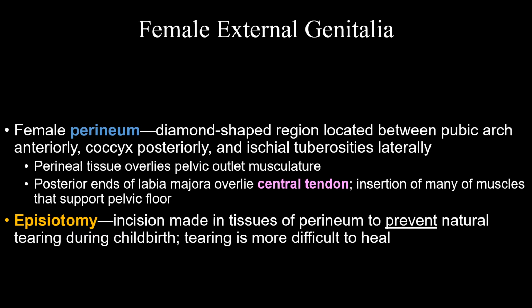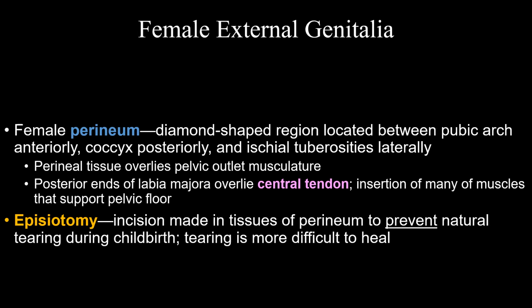And if you guys remember the term the perineum, it is that diamond-shaped region between the pubic arch, the coccyx, and the ischial tuberosities. And the tissues of the perineum for the female are going to overlie the muscles of the pelvic outlet, and the posterior ends of the labia majora overlie this central tendon, which is the insertion point for most of the muscles supporting the pelvic floor. The region between the vagina and the anus is called the clinical perineum.